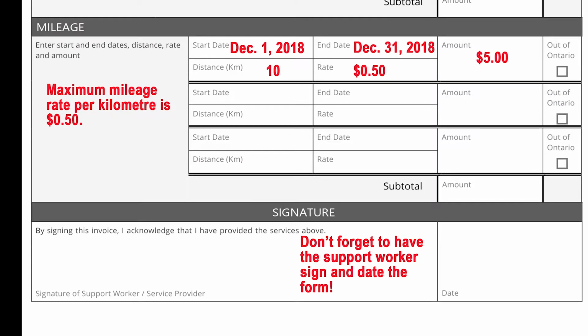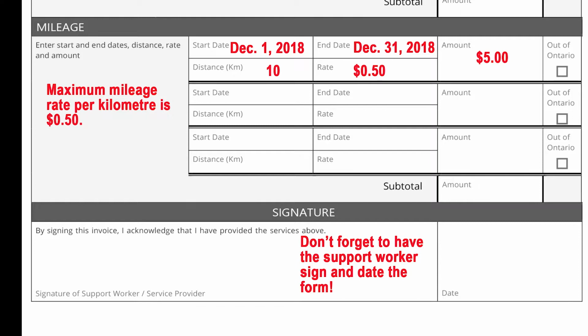If you look further down, it is for mileage. You can have the support worker claim mileage. Again, you can put it as the month, December 1st, 2018, December 31st, 2018, the number of kilometers, and the rate of kilometers. The maximum that Passport 1 will pay out is 50 cents per kilometer. Then at the bottom, you would have the support worker sign the bottom, acting as the receipt or invoice.